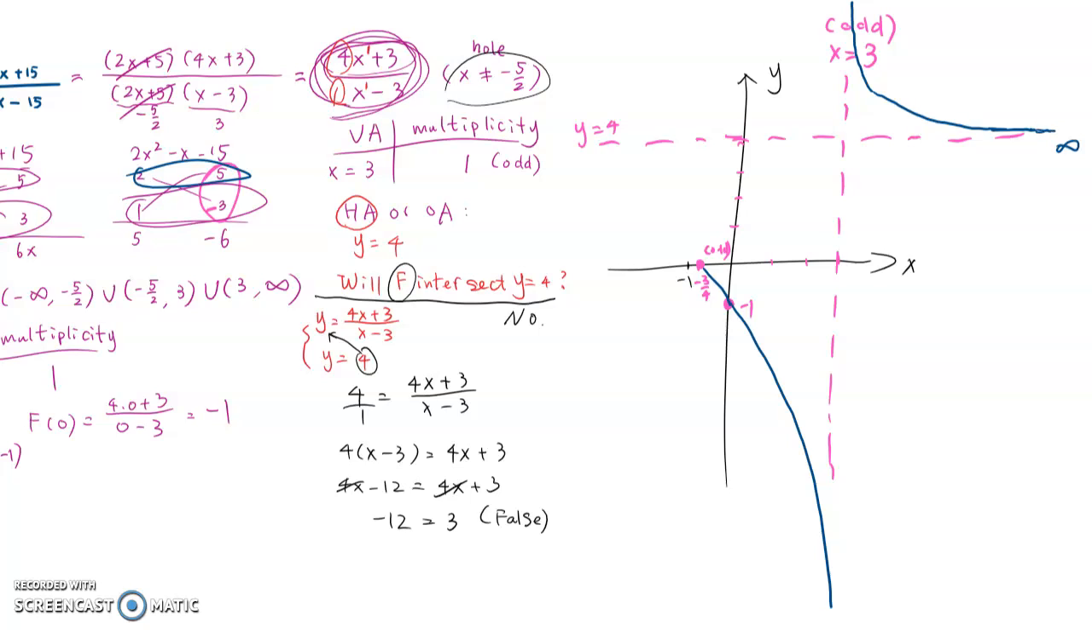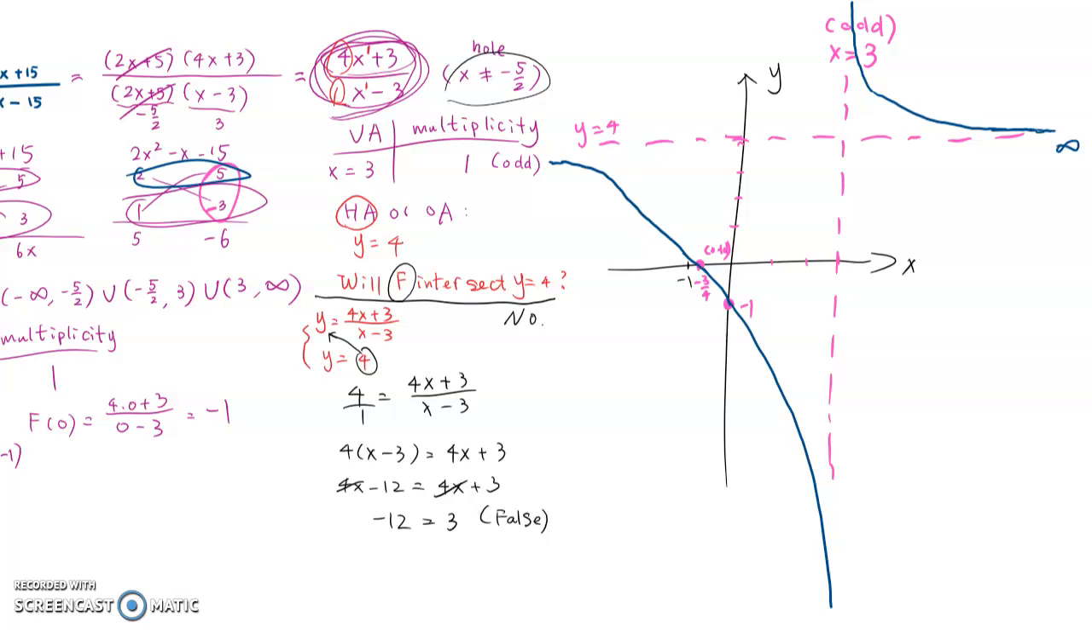All right, go back to the x-intercept, -3/4. Since the multiplicity of it is odd, that means our graph will cross the x-axis at that x-intercept. We'll cross it. And since our graph won't intersect y equals 4, it will just get closer and closer and stay below it as x goes to negative infinity. So this will be the graph of this function.